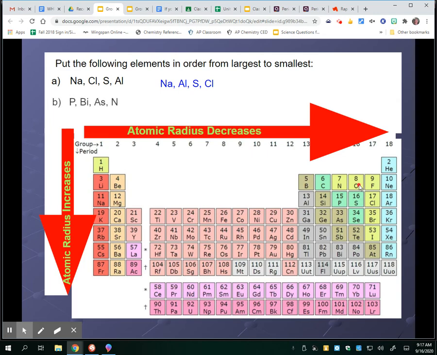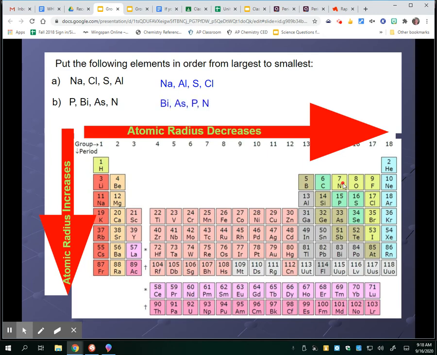Then I have a group trend, and this group is group 15. So put these in order from largest to smallest. All right, in a group trend, atomic radius increases as you go down. So the largest atoms are located here at the bottom. So it's going to be bismuth, arsenic, phosphorus, and nitrogen would be the smallest there with only 2 energy levels.